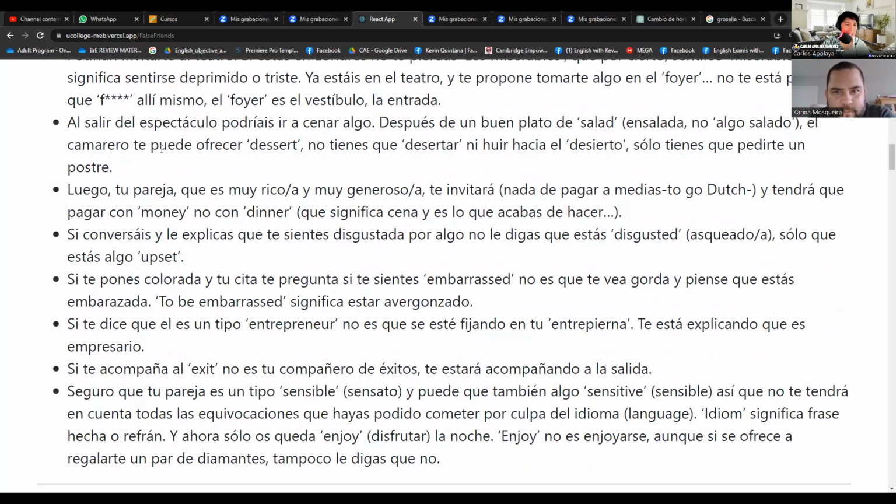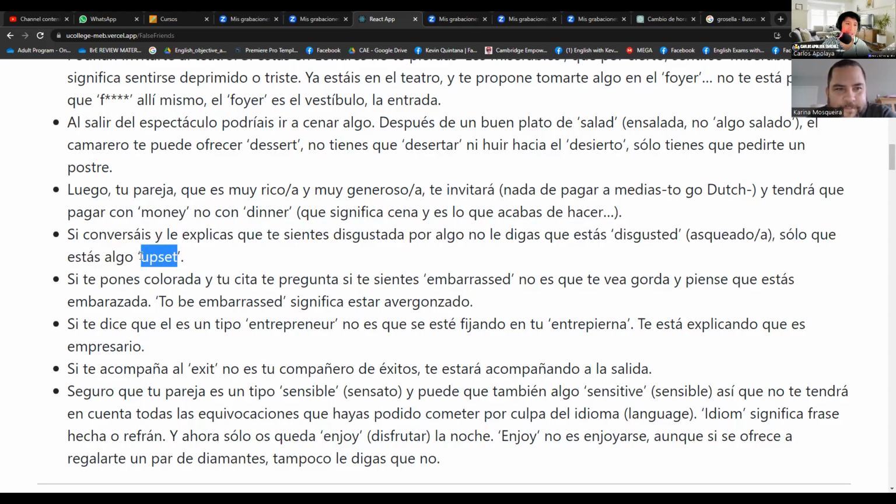Luego tu pareja, que es muy rico o generoso, te invitará. Nada de pagar a medias, ¿ok? Or to go Dutch. Tendrá que pagar con money, no con diner. Recuerda que diner no existe. Se pronuncia dinner, que es la cena. Si conversas y le explicas que te sientes disgustado por algo que no le digas que estás disgusted, porque disgusted es asqueado. Solo dile que estás upset.